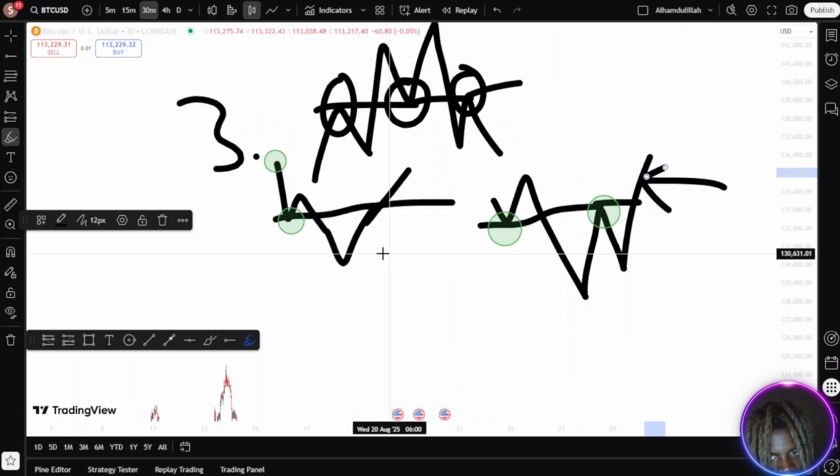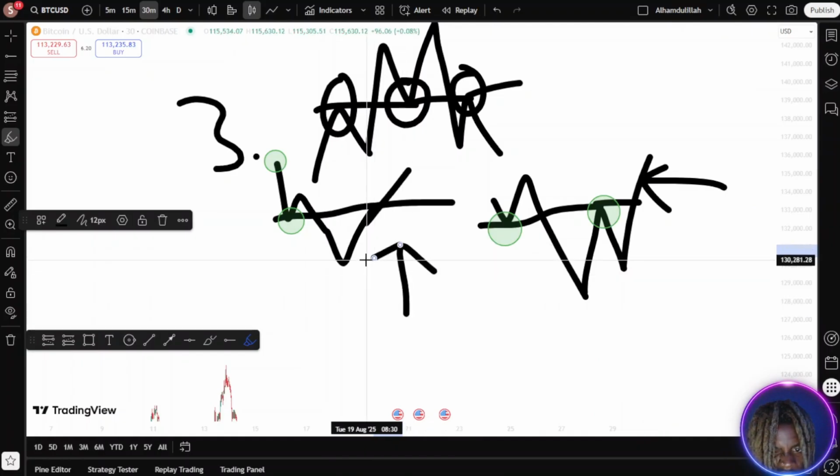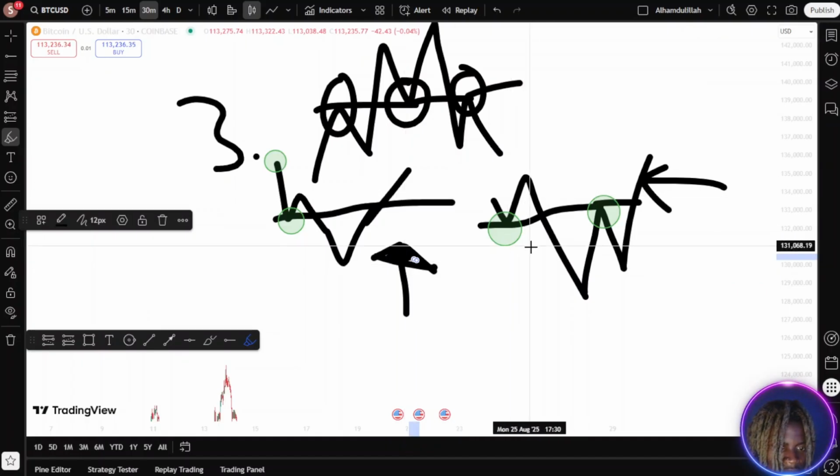If it runs through the support, blasts through it, that can be an entry. And on the other hand, if price does turn support into resistance, you can just wait for the resistance to be broken.